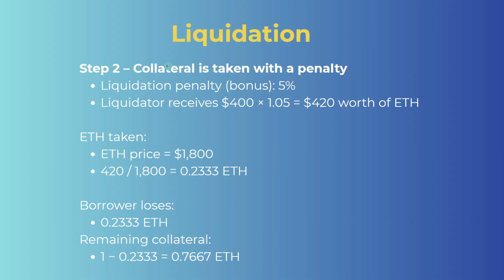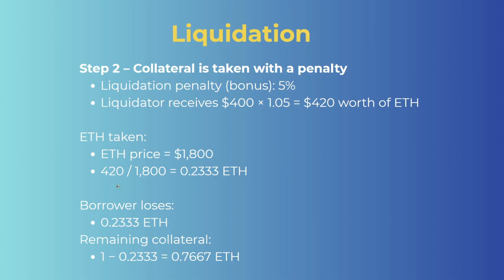Step 2, the collateral is taken with a penalty. As we will see, there is a liquidation penalty bonus of 5%, which means that the liquidator receives $500 times 1.05, because this considers the liquidation penalty. So by paying $500, the liquidator gets $520 worth of ETH. This is why the liquidator is incentivized to act in the protocol, to buy this bad debt, because it earns this liquidation penalty.